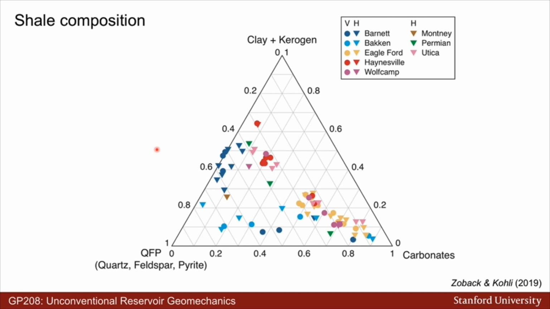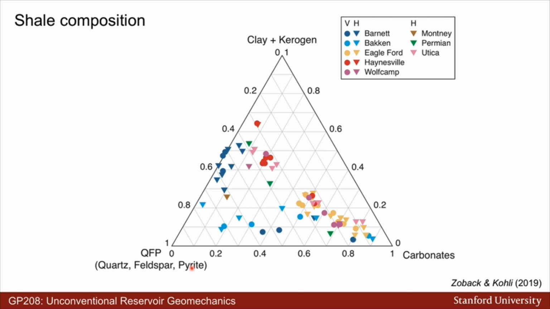And this is a ternary classification based on clay plus organic matter, the softest, most compliant components of the rock, carbonates, and silicates, including feldspar and also pyrite, which is very common in these rocks. So here we have rocks plotted from various U.S. shale gas reservoirs again, and we're plotting both vertical and horizontal samples. Vertical samples are those where bedding is perpendicular to the core axis, and horizontal samples are those where bedding is parallel to the core axis. So we'll keep that convention moving forward.